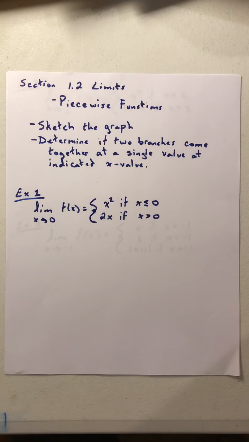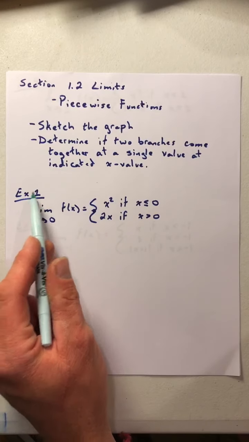Today we're going to continue our discussion of limits, and what I want to do is focus on piecewise functions and limits of them. Remember, a piecewise function has multiple parts. Today we're going to look at the graphical approach to those limits. We look at a graph and determine whether the two branches come together to a single y value as x gets closer and closer to the x value that we want.